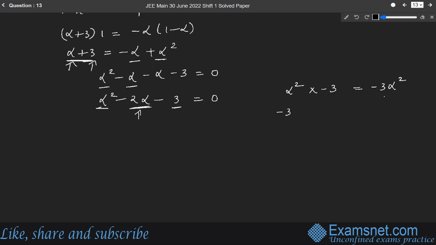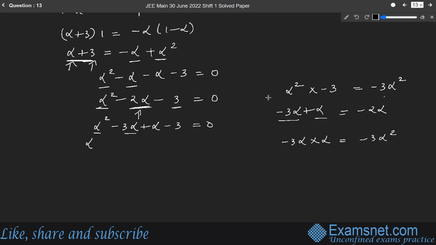So the two numbers can be minus 3 alpha and plus alpha, right? Because when we add both these values, it is equal to minus 2 alpha, which is the middle term. And when we multiply these values, minus 3 alpha into alpha, it is minus 3 alpha square. So the middle term can be written as minus 3 alpha plus alpha. So it will be alpha square minus 3 alpha plus alpha minus 3 is equal to 0. Then when we take alpha common from the first two terms, the remaining term is alpha minus 3. Then if we take plus 1 common from the next two terms, the remaining term is alpha minus 3, is equal to 0, right?